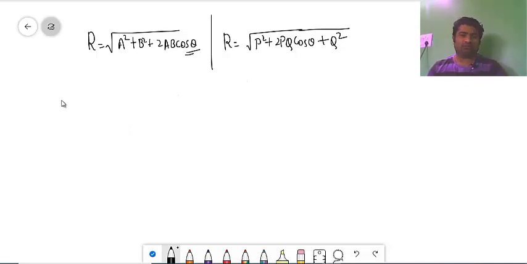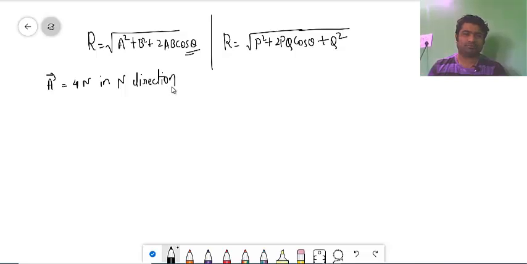For example, I gave you one example before deriving this formula: how will you add these two vectors? In the question, a vector A has a value of 4 Newton in the north direction, and a vector B has a value of 3 Newton in the east direction. So how will you add these?